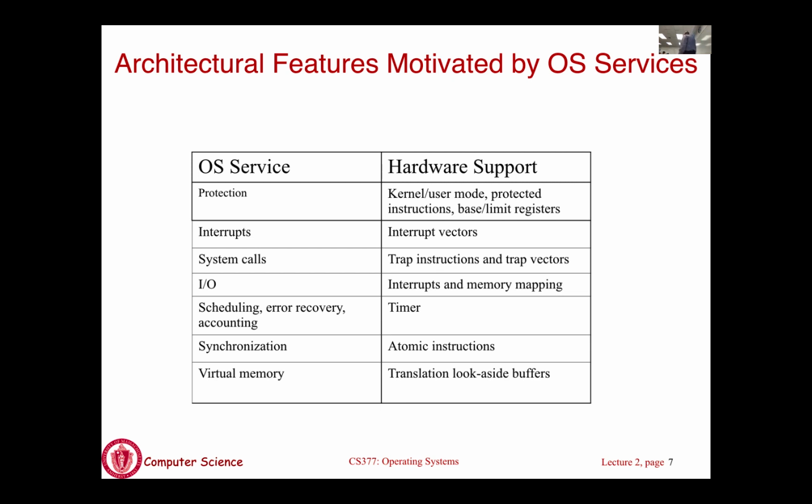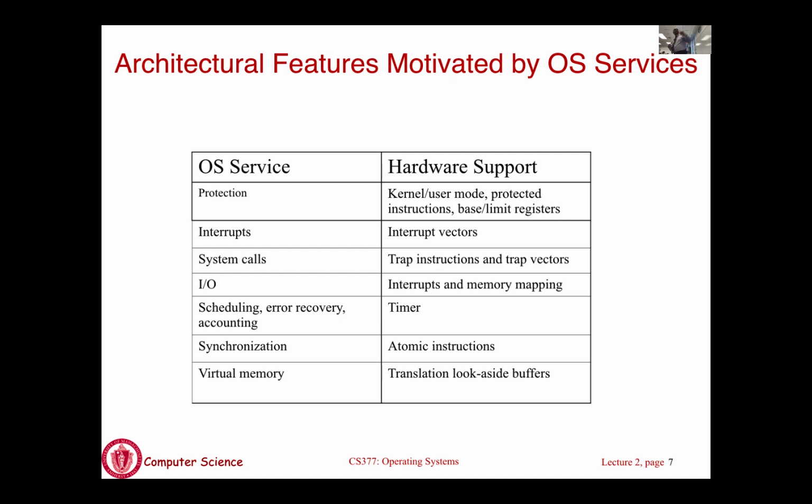Now there are a number of things here. We are going to go through them one at a time. The first service is called protection. We have multiple processes running. You want to ensure that one process does not override the memory of another process. It doesn't do bad things. So you need something called protection. You don't want a process to override the operating system kernel or any other process's memory and so on. So the first service is protection. The hardware features you need to support it are user mode and kernel mode bits, protected instructions, and base and limit registers. Those we are going to see in a moment.